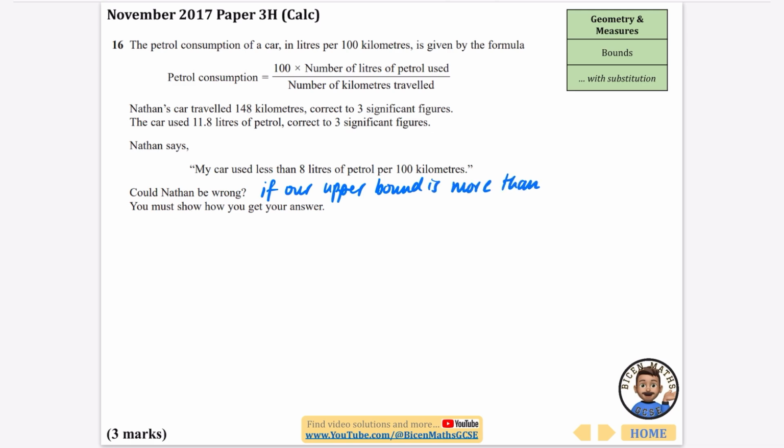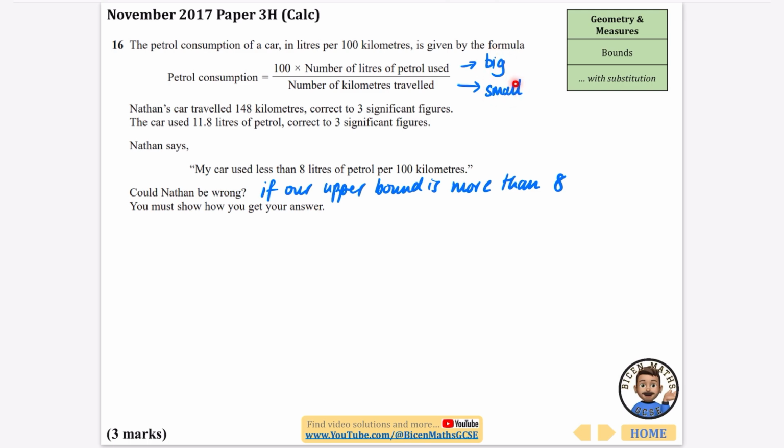Now, there's no point in checking out the lower bound because he thinks that it's less than 8. So I'm going to say, what would it be if he was wrong? It would be wrong if the upper bound was more than 8. So in order to calculate the upper bound of something that looks like this, you want things in the numerator to be as big as possible. You want things in the numerator to be big and things in the denominator to be small. That's how you get the overall upper bound.